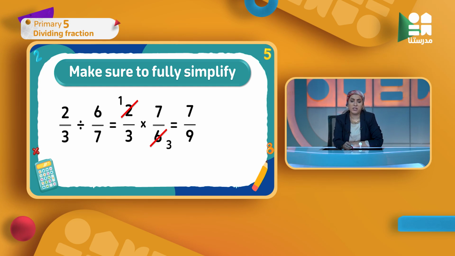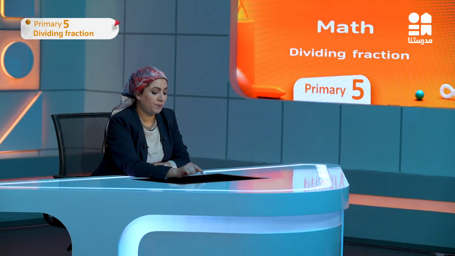1 times 7, the numerators, is 7. And the denominators, 3 times 3 is 9. I'll check my answer once more, because I may have forgotten to simplify to the simplest form. Here, when I check 7 over 9, there is no common factor, so this is my simplest form. Now I can move to another example.